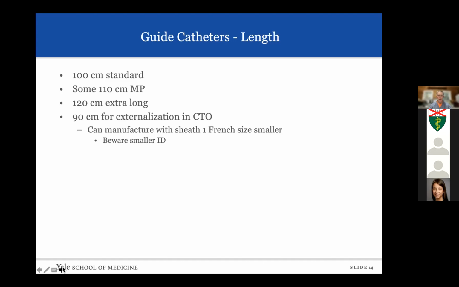You can manufacture a guide by cutting it. We've done that in the past when the wrong shape is available. This is done typically by taking a sheath 1 French size smaller, cutting off a 4 or 5 centimeter piece from the middle of the sheath, dilating it with a dilator 1 size larger, cutting your guide catheter, taking out the requisite length of material, and then putting the guide catheter into both sides of the sheath. And then some people will wrap tape around that to add some security.